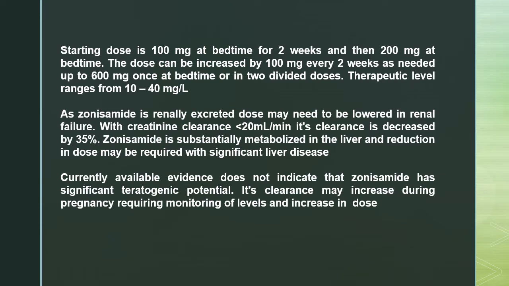As the drug is renally excreted, dose may need to be lowered in renal failure. With creatinine clearance less than 20, its clearance is decreased by 35%. Zonisamide is substantially metabolized in the liver, and reduction in dose may be required with significant liver disease. Currently available evidence does not indicate that it has significant teratogenic potential. Its clearance may increase during pregnancy, requiring monitoring of levels and increase in dose.